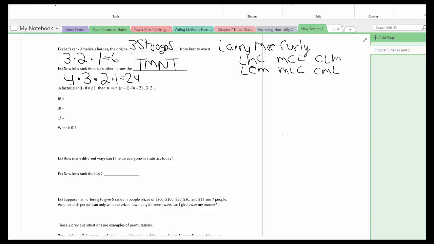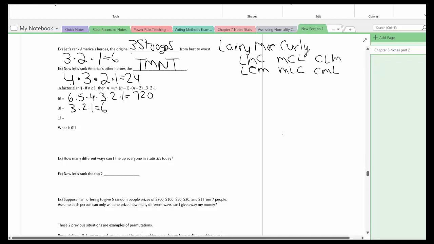Okay, these are examples of what is called n factorial, n with an exclamation point. If n is greater than or equal to 1, then n factorial is n times n minus 1 times n minus 2 times 3 times 2 times 1. Start with a number, decrease, and multiply until you get to 1. So in other words, 6 factorial is 6 times 5 times 4 times 3 times 2 times 1. That's 720. 3 factorial is 3 times 2 times 1. That's 6. And 1 factorial is 1.